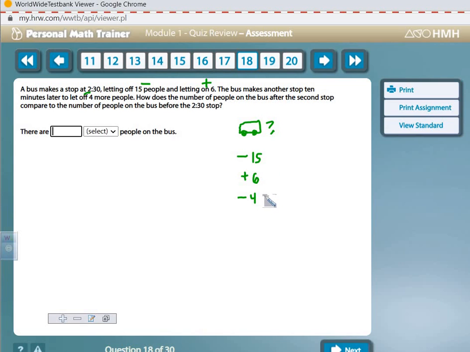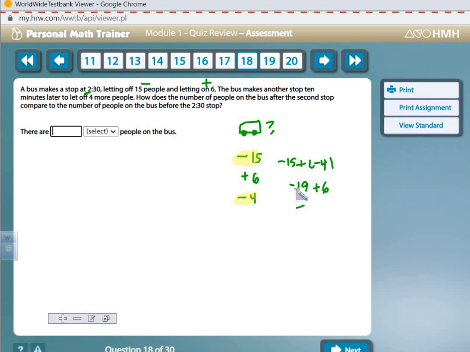Okay, so how many people got off? So I'm going to do negative 15 plus negative 4. I'm going to put these two together, and when I do that, I get minus 19. So 19 people got off and 6 people got on. Well, what do we have more of?